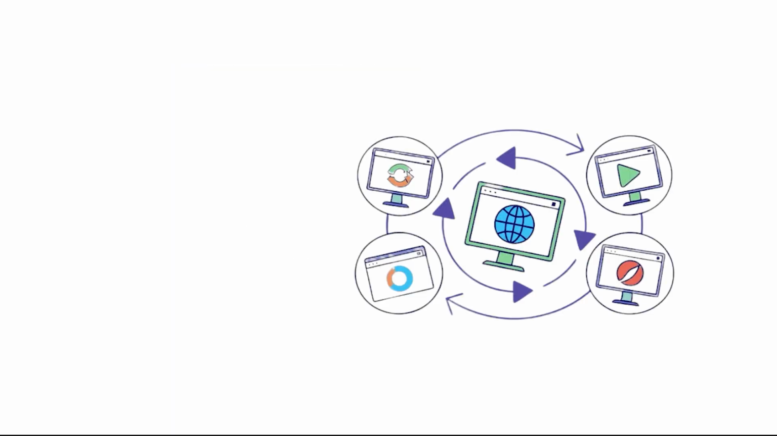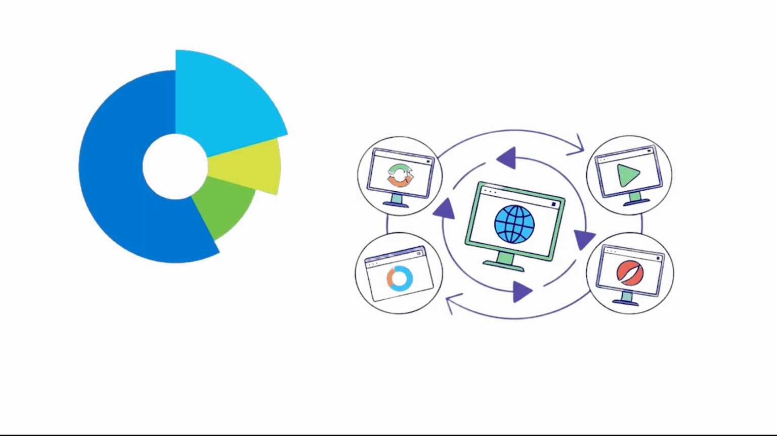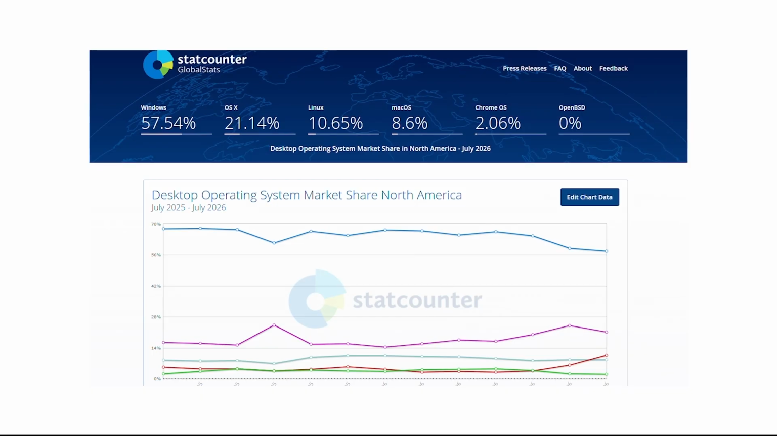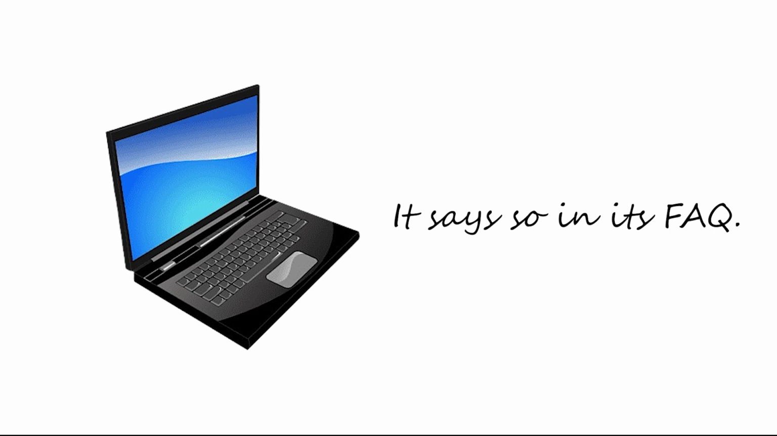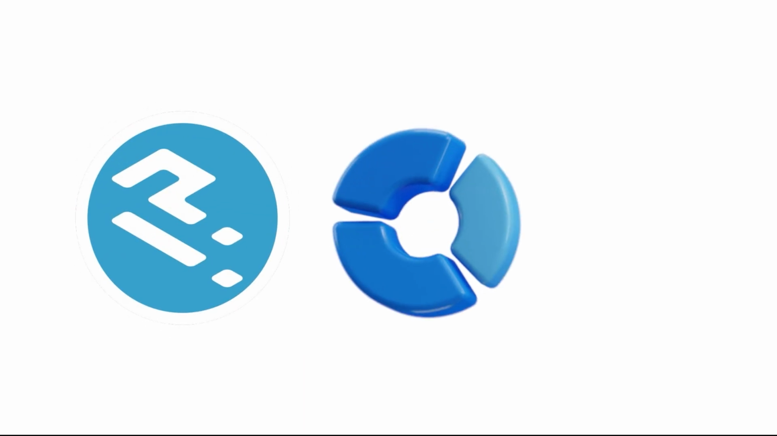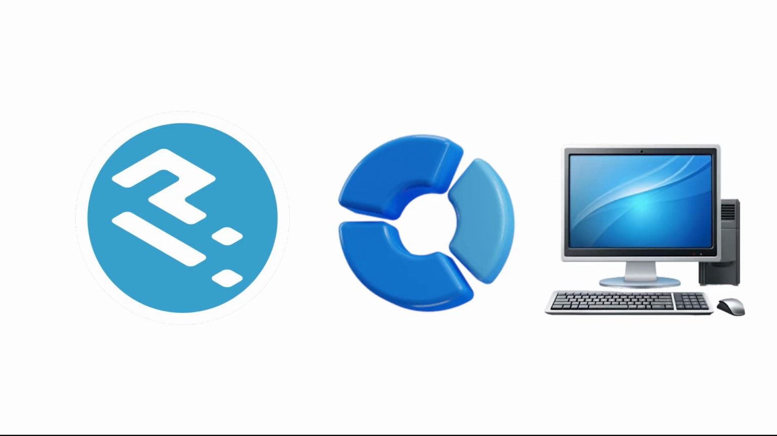It gets thinner. Statcounter applies no weighting of any kind. The company states this openly and defends it. Whatever mix of websites happens to be in the network is the mix that produces the number. Statcounter also can't tell a laptop from a desktop. It says so in its FAQ. The user agent does not carry enough information to separate them, so both land in the same desktop bucket.